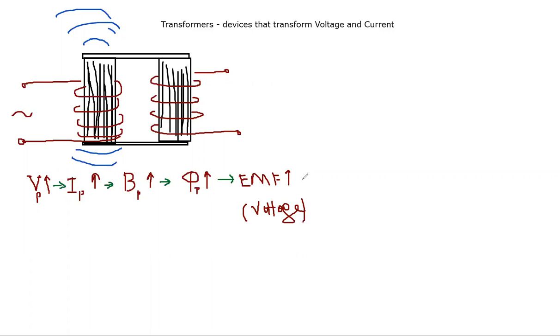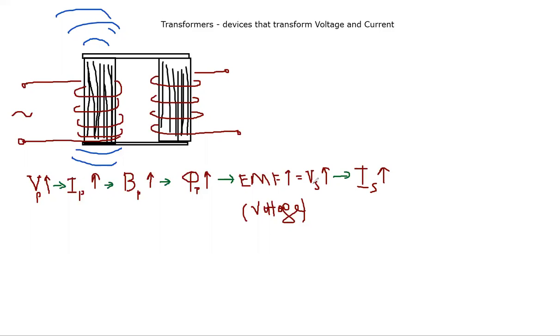Right? And we can say that's going to be actually equivalent to V secondary, voltage on the secondary coil, which will be increasing, obviously, right? And then what does that lead to? Last step. So voltage is increasing over time. What does it lead to? Current. So current in the secondary coil will also be increasing.